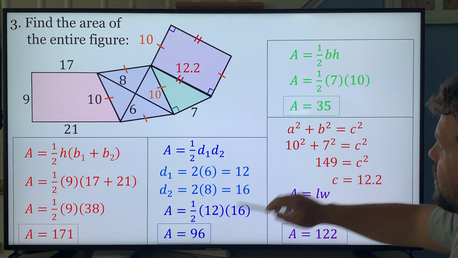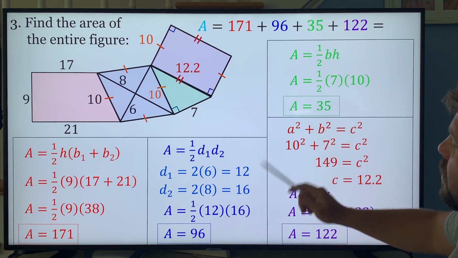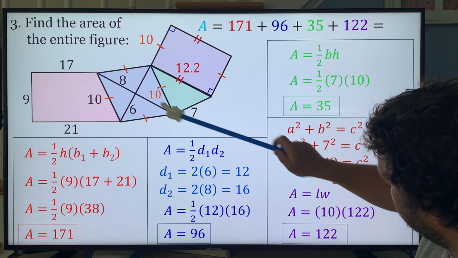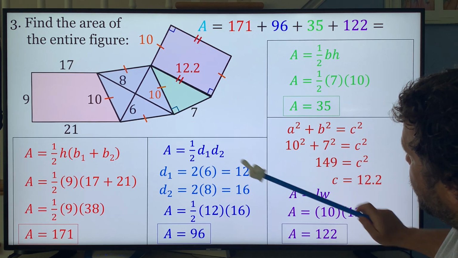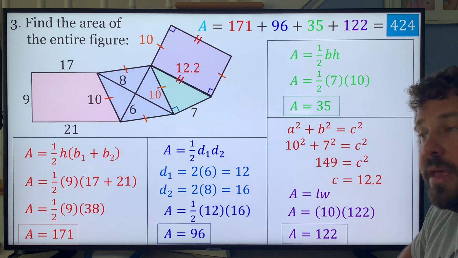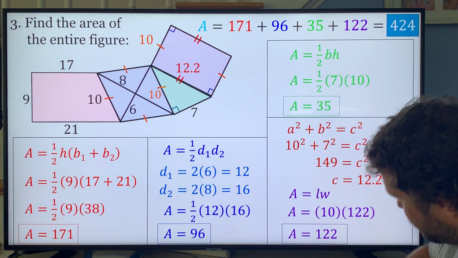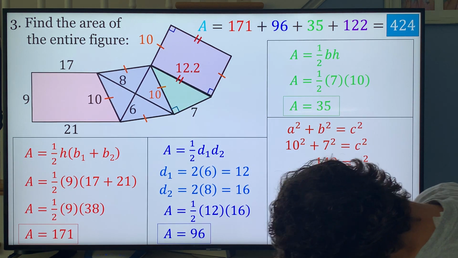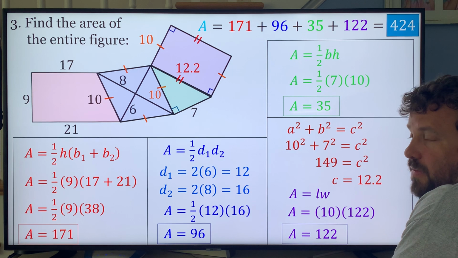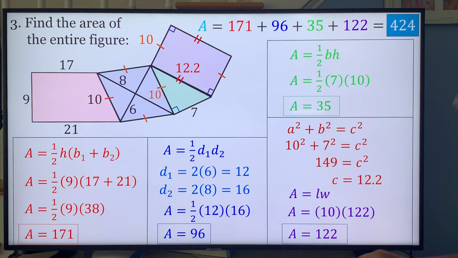And what do you do with all these areas? You add them all together. 171 plus 96 plus 35 plus 122, and your total area is 424. If you got that, awesome. You pretty much picked up every single thing we've been doing so far in this lesson. Oh, that's my pencil. If not, work on it.